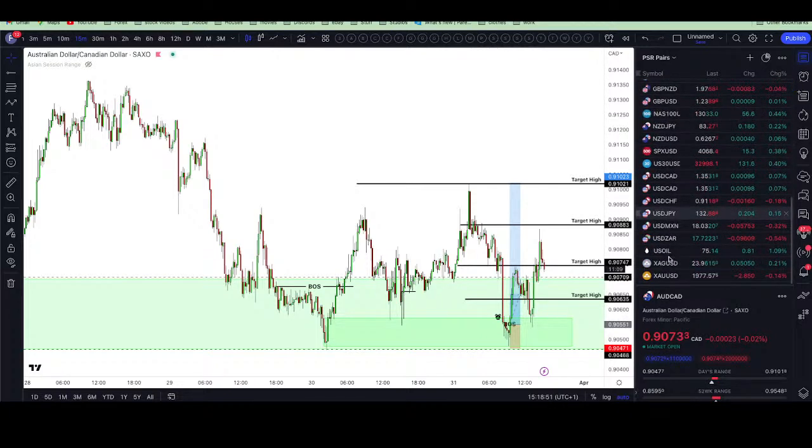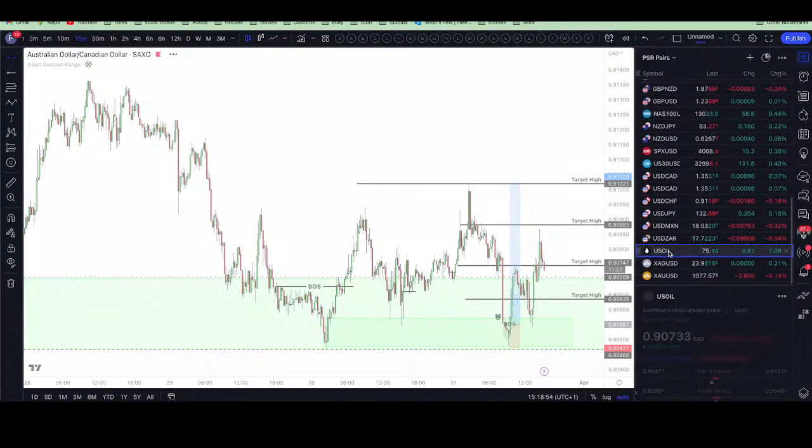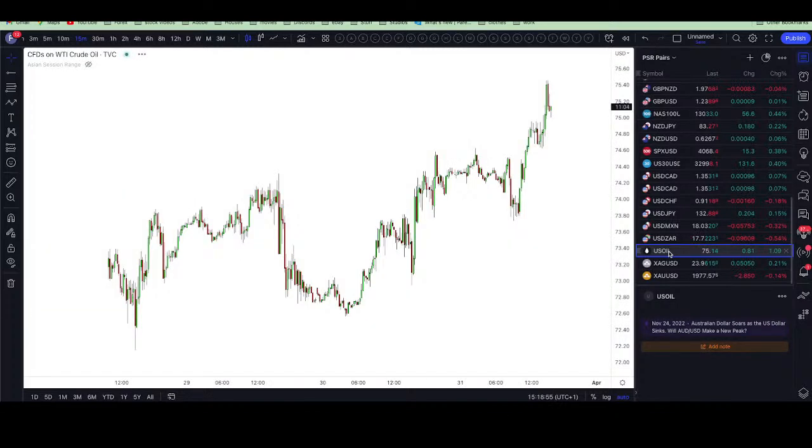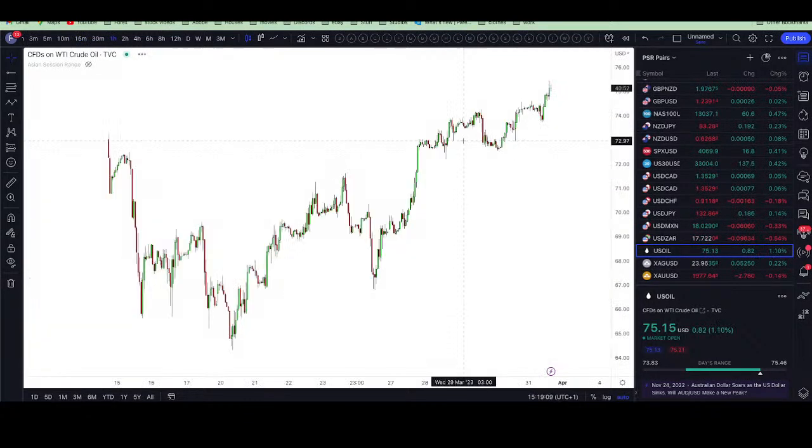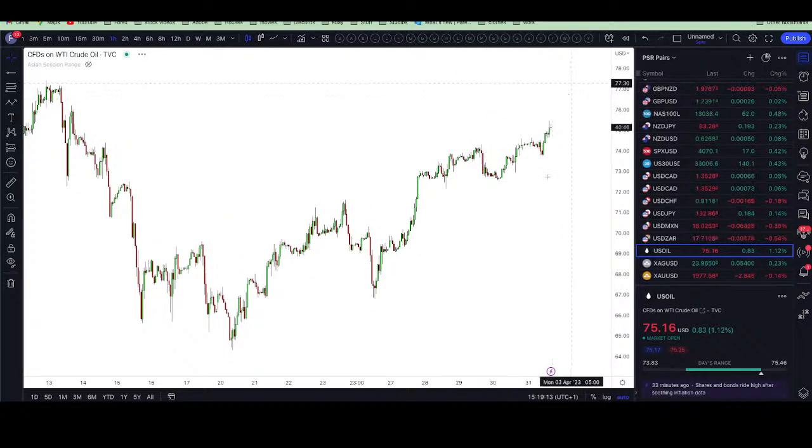Let's go see what these pairs. Let's see US oil. See what it's doing. It's buying. So like I said, yesterday it broke its 1 hour high, and now you can see it's continuing to buy. You can see how this went from a possible midweek reversal into a trending week. So this is what happened.